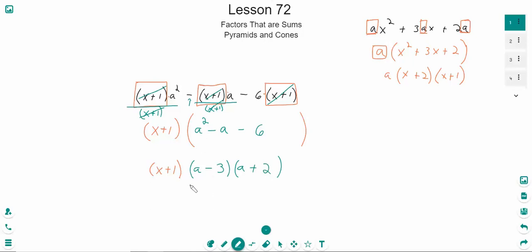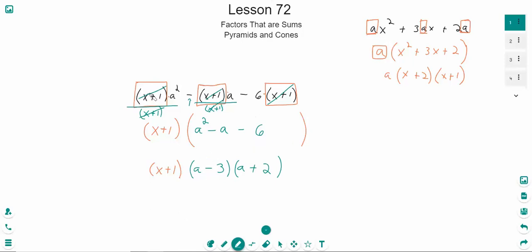And if I wanted to do a quick FOIL check, I could. A times A is A squared. Negative 3 times A is a negative 3A. A and a positive 2 is a positive 2A. Combine those two, positive 2A, negative 3A is a negative 1A, gives me this. And then the last terms, negative 3 times a positive 2 is a negative 6. So that all works out. All right? So there you have it.